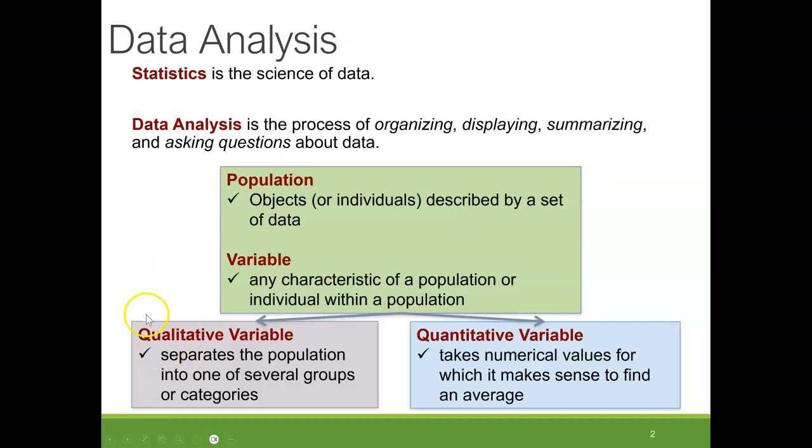Again, the root word there on qualitative is quality. As for quantitative, it's quantity. Quantity is a number, it's like how many. Quality is like a description, it's a word. That's how I remember it.